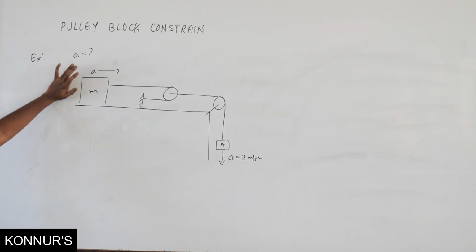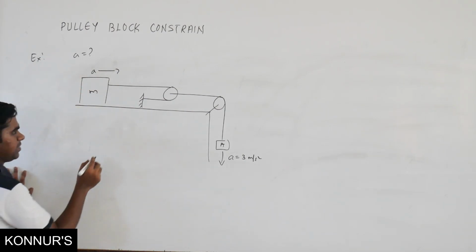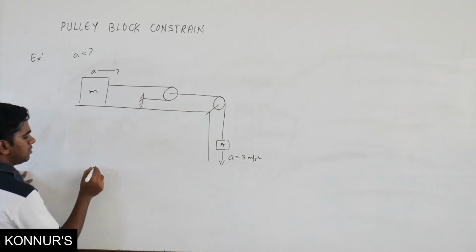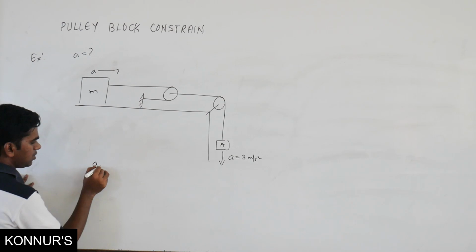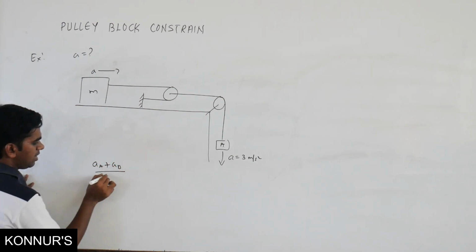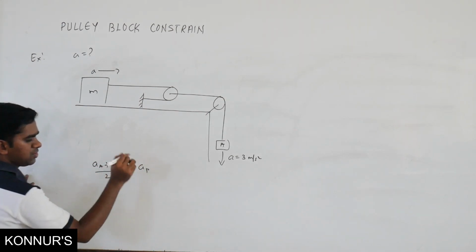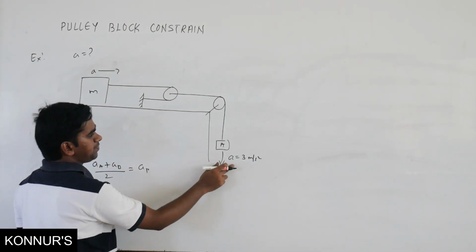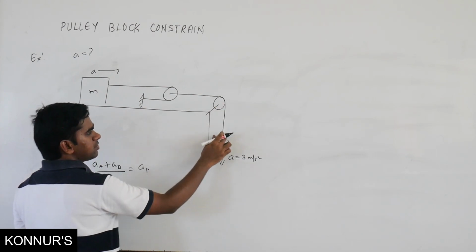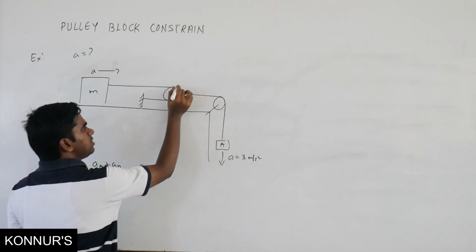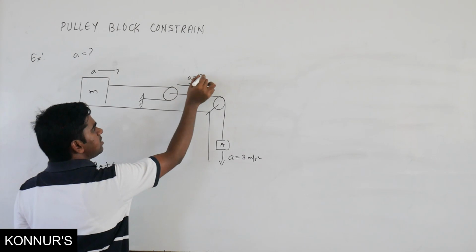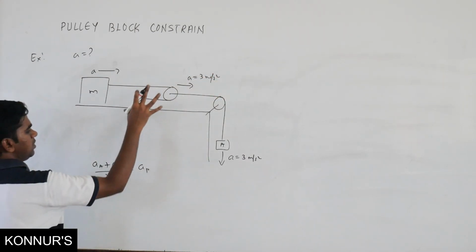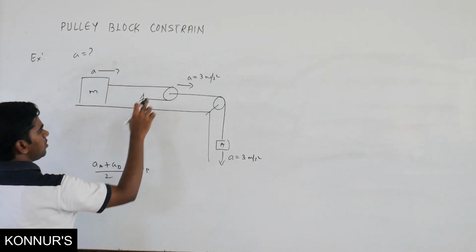So you can apply your pulley method. What will the pulley method say? If you apply the pulley method here, acceleration of A plus acceleration of B divided by 2 equals acceleration of pulley. Okay. So if this is 3, any point on this string is also 3, here also 3, which means this pulley has an acceleration of 3 meter per second square.